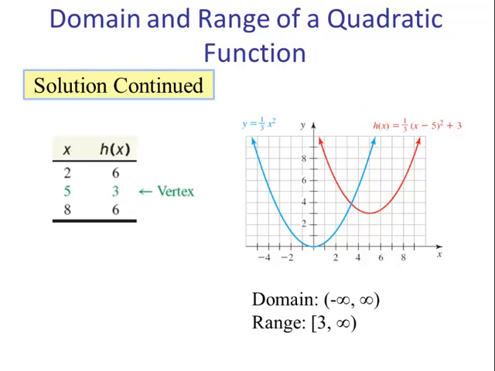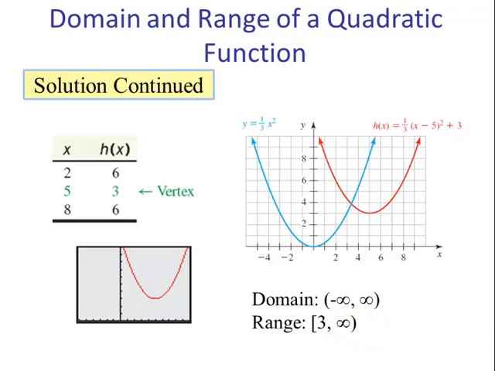So we say the domain, we can write it this way, as all real numbers. And the range, again, we start with the smallest value, which in this case is 3. It can equal 3, so that's a bracket. And then it goes to positive infinity. And this can be verified using the graphing calculator and a table of values if needed.